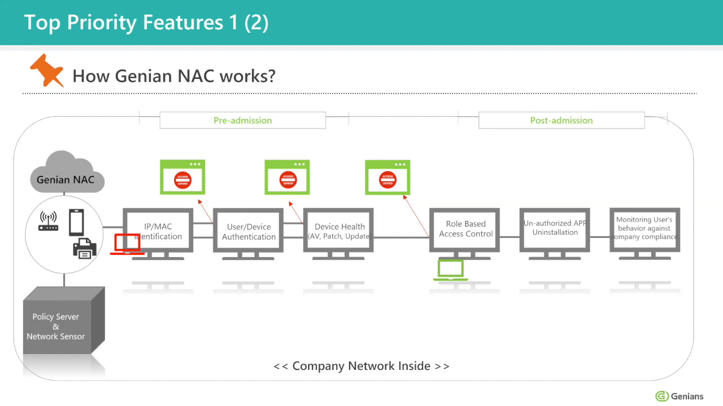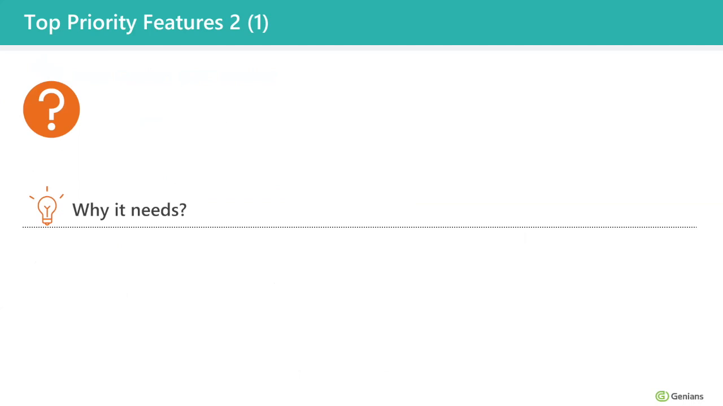As I summarized, Genian NAC detects and controls the devices both prior to accessing the network and while connected to the network. Okay, let's move to the second top priority feature.